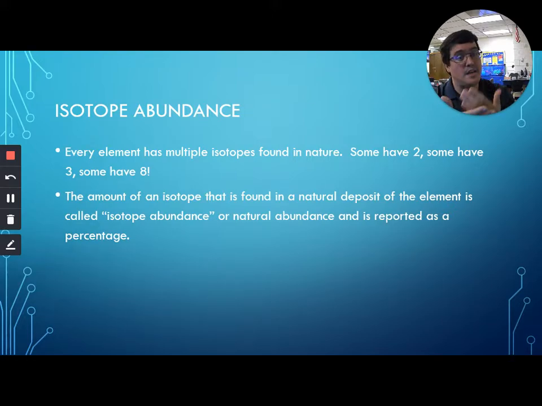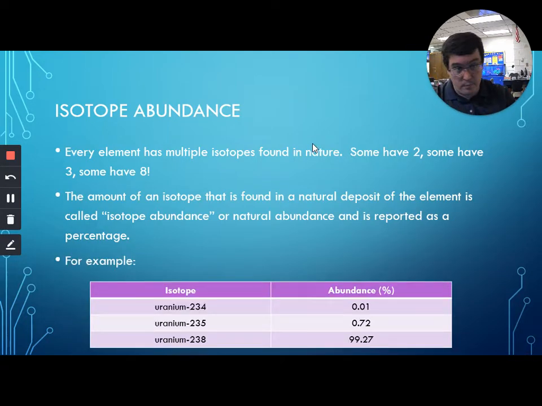It's always reported as a percentage of the number of atoms in a sample. For example, the abundances of uranium that I talked about before: 234 is 0.01%, a very small amount. 235 is 0.72%, and that means that 238 is the vast majority of a sample of uranium, at 99.27%. So those are the isotopic abundances for all those uranium isotopes.